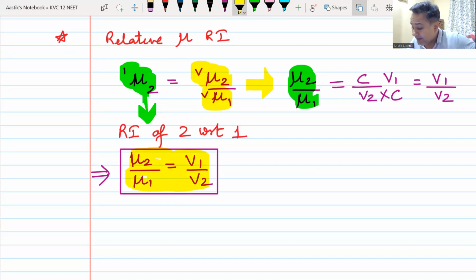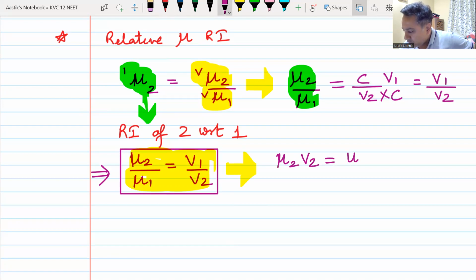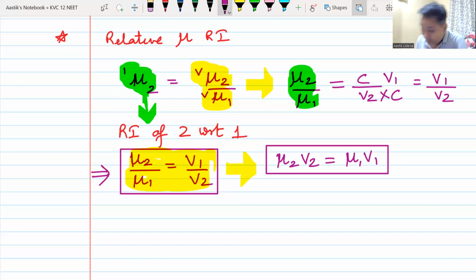Now it might be difficult remembering it this way, but I can write it in a very, very sweet way. And that very sweet way is like this. I can write it as mu2 into V2 is equal to mu1 into V1. Do we understand what I have done here, my dear friends? This is the simplest way of remembering this. I remember it this way. Mu2 into V2 is mu1 into V1.